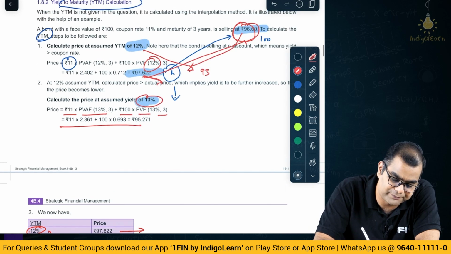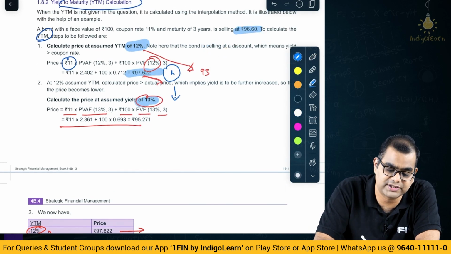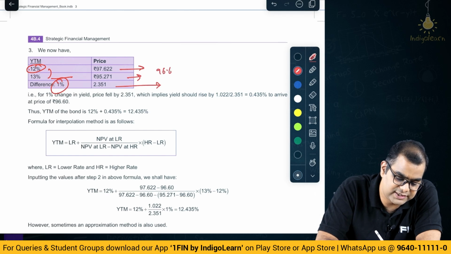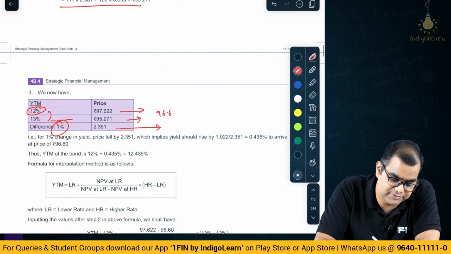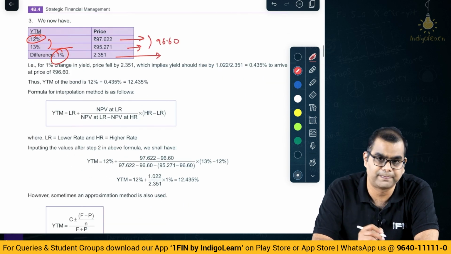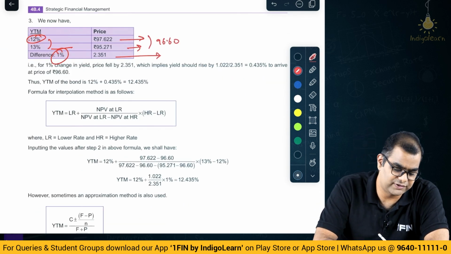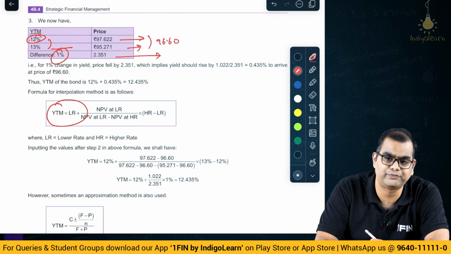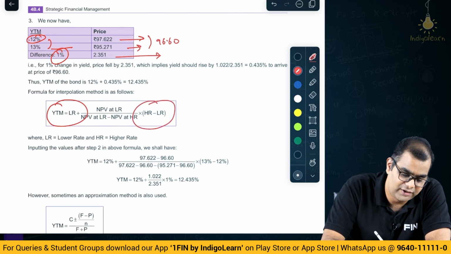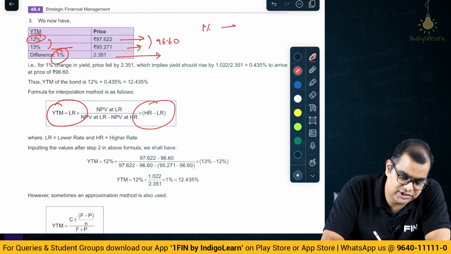What is the price of the bond? Price of the bond is 96.6. So it has to be in between these two, 96.60, no? So it is a rate in between these two. So the way you do it is, see, there are two ways. One is you use a formula, this particular formula. The other one is simple logic, and the formula and logic go together. For a 1% change, there is a change of 2.351.